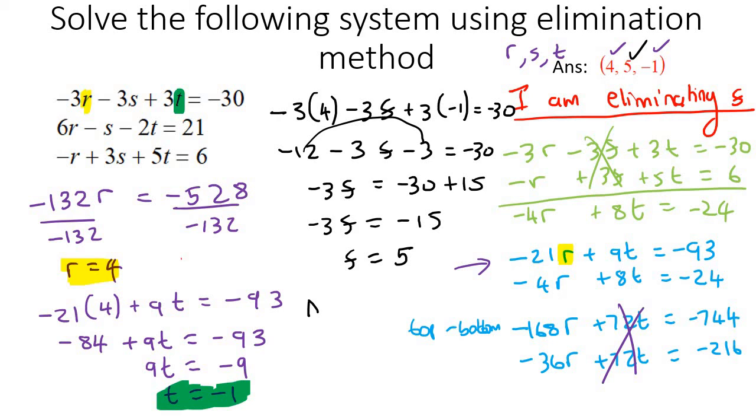So we need to go write that answer down for them. So alphabetically, R is first. So R was 4. S is 5, and T is negative 1.